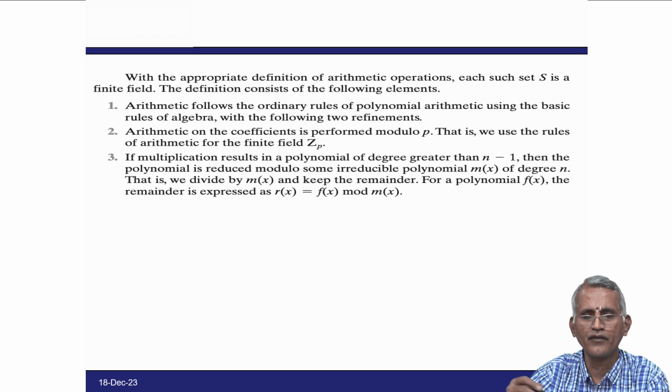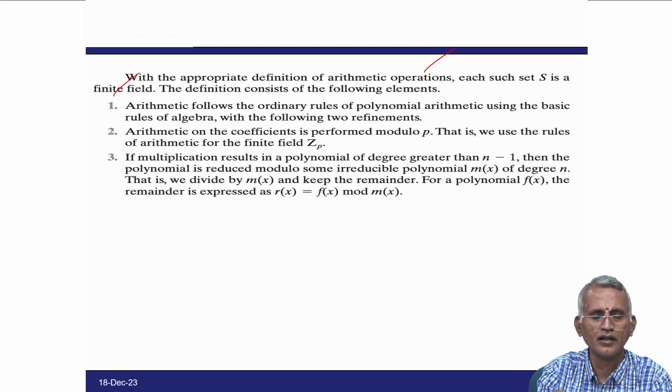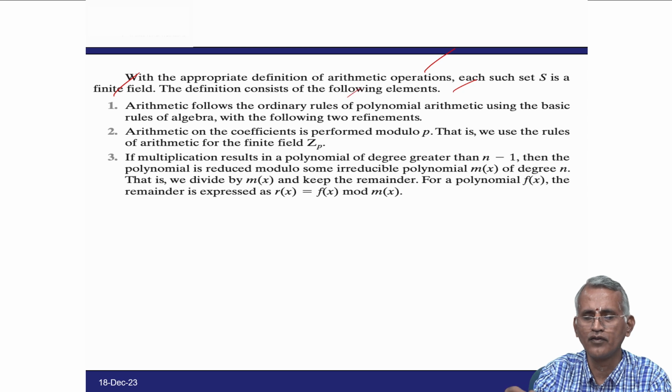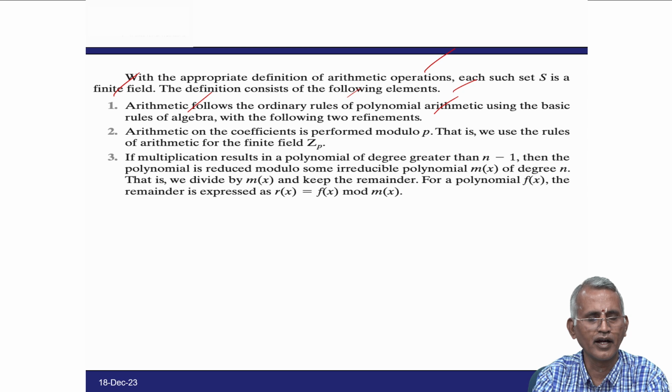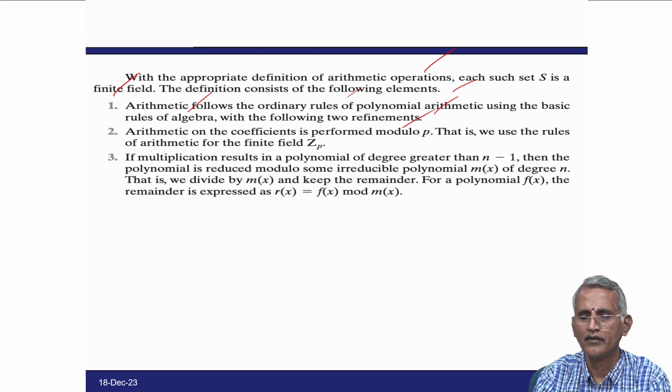So, with the appropriate definition of the arithmetic operations, each such set S is a finite field, and the definition consists of the following elements. Arithmetic follows the ordinary rules of polynomial arithmetic using the basic rules of algebra, with the following two refinements. The second is that arithmetic on the coefficients is performed under modulo p, that is, we use the rules of arithmetic for the finite field Zp.